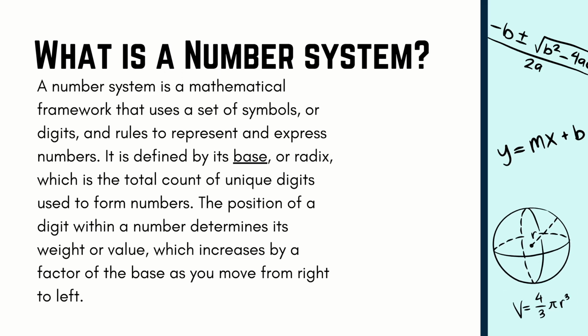So first, let us define what is number system. A number system is a mathematical framework that uses a set of symbols or digits and rules to represent and express numbers. It is defined by its base or radix, which is the total count of unique digits used to form numbers. The position of a digit within a number determines its weight or value, which increases by a factor of the base as you move from right to left.